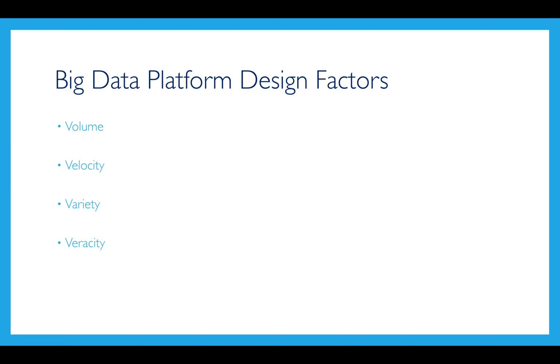Now we are coming towards some of the design factors of big data. If somebody wants to design a big data platform, what are the factors they should consider? There are 4 V's of big data: volume, velocity, variety, and veracity. So what are the differences? Because of storage mediums, the internet, and social media platforms, the volume of data that is getting generated is huge.